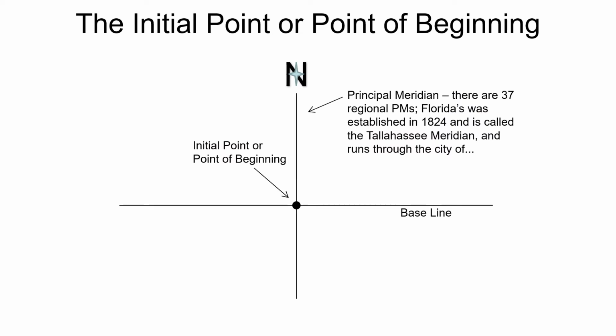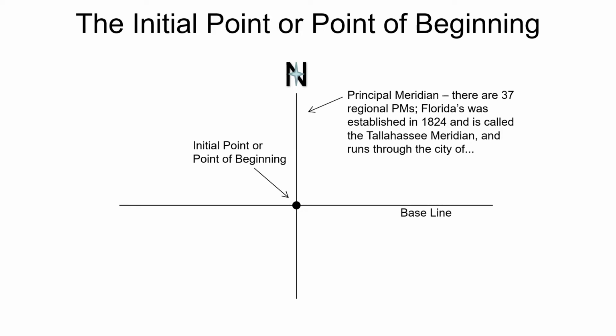The starting point for this rectangular survey starts with a principal meridian, which is a line that goes perfectly north-south. And those principal meridians then cross a perfectly east-west line called a baseline. The point at which those two lines intersect is the initial point, or the point of beginning. These initial points and principal meridians all have names.